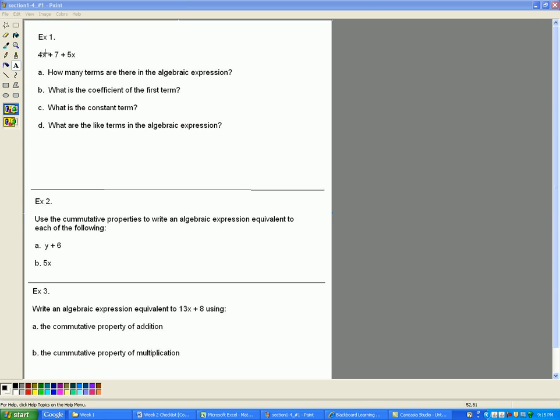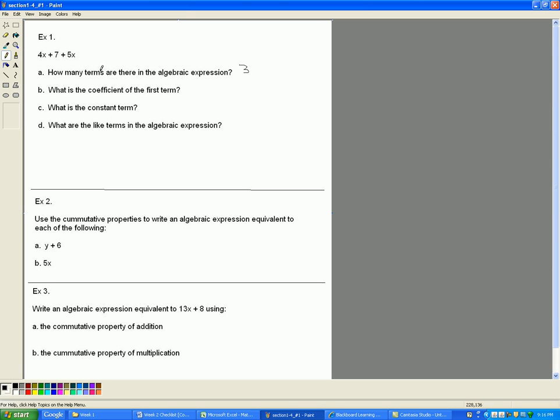In example 1 here we have 4x plus 7 plus 5x. The first question asks, how many terms are there in the algebraic expression? When they ask about terms, they're asking how many individual entities we have in this entire expression. The way we count is that each term is divided not by individual numbers or values or variables, but by plus and minus signs. So in this case we have 3 terms. The first term is 4x, the second term is 7, the third term is 5x.